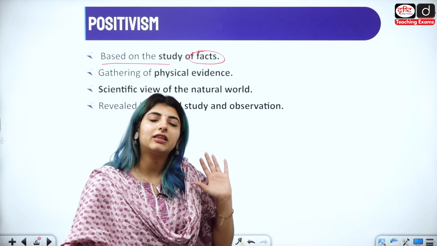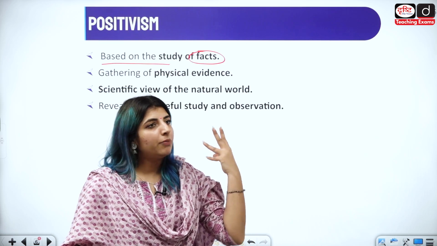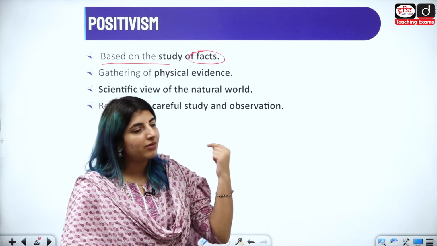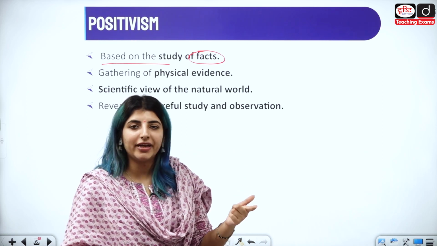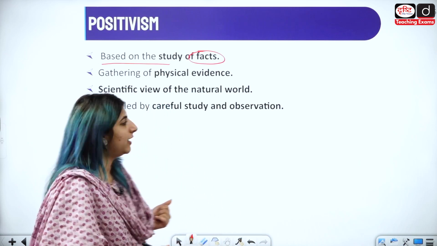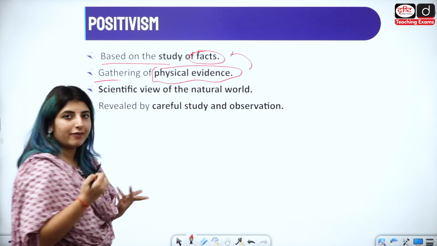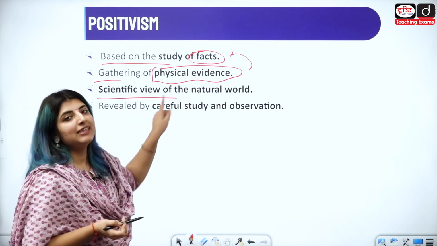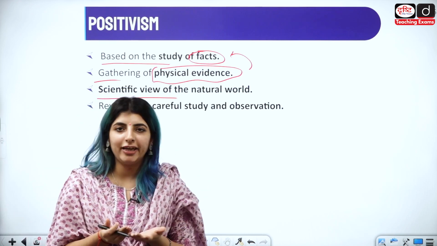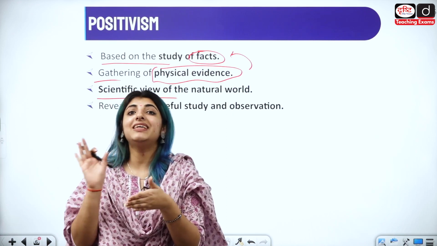And positivist meant exactly this: give us factual information. Whatever you are facing in your life, whatever emotional states you are going through, whatever common sense you are getting through your sensory organs, we do not need anything like that, but we do need scientific backing up. Gathering of physical evidence and then backing it up with facts, as I told you. Scientific view of the natural world. Whatever happens in nature, whatever happens in our surroundings is something which is backed up by science.